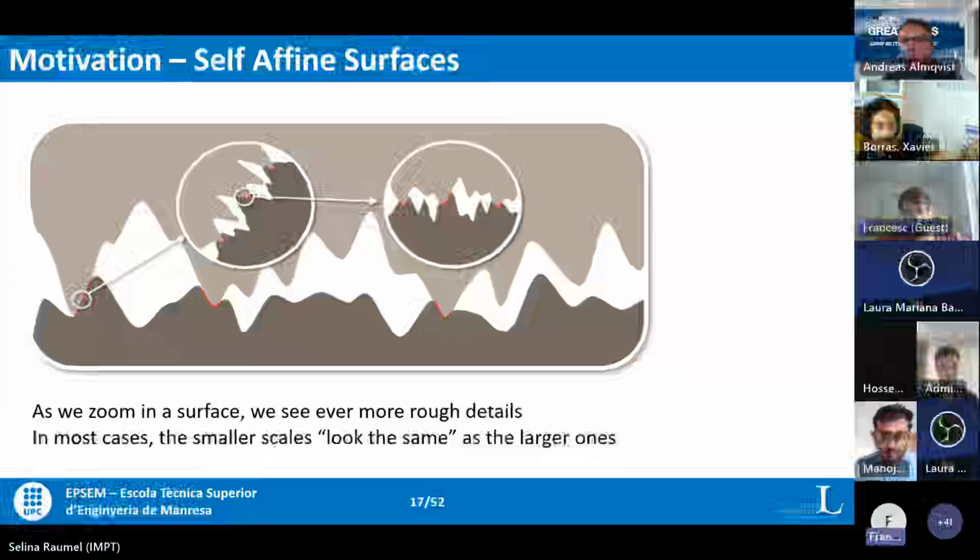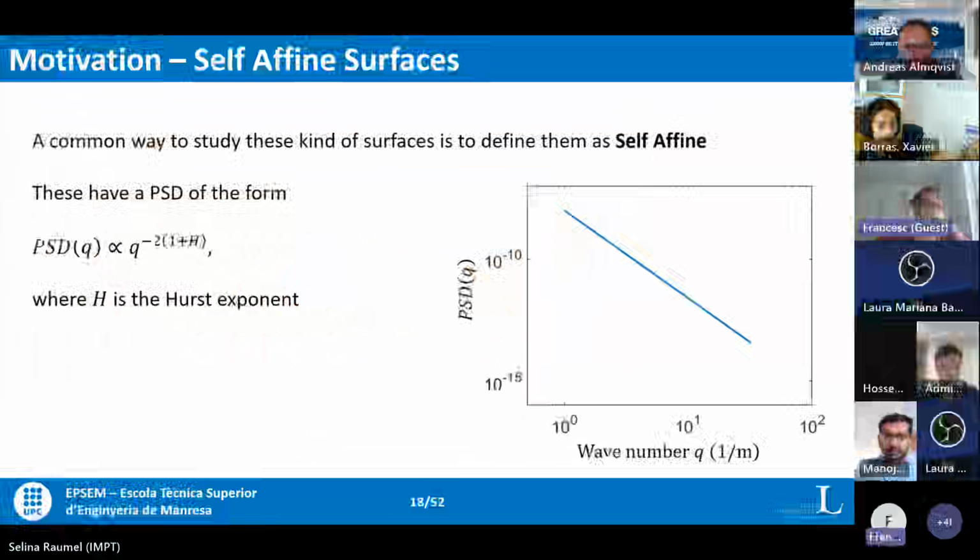And then a common way to study these kind of surfaces is to define them as self-affine. And these have a very simple power spectrum, which is just given by a power of the wave number. So the wave number raised to -2 minus h, where h is the Hurst exponent.